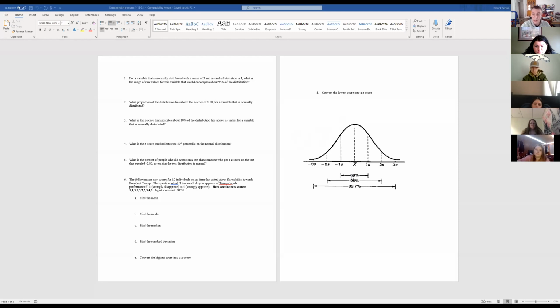If it's a perfectly normal distribution, this will always be the case: if you go 1 below, 1 above standard deviations, that's about 68% of the distribution. 2 below, 2 above, that's going to encompass about 95% of the distribution. And then 3 below and 3 above, that will encompass over 99% of the distribution.